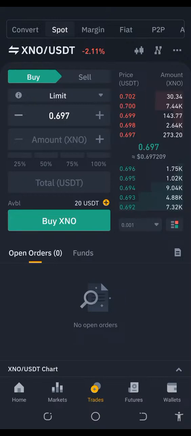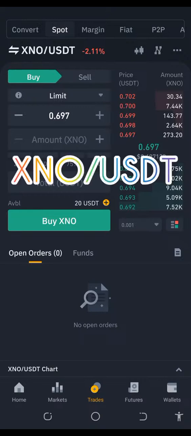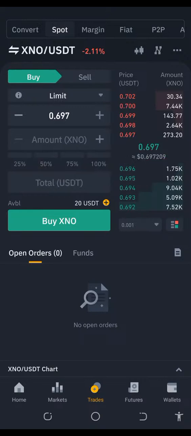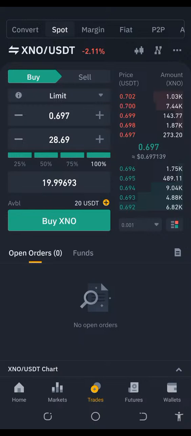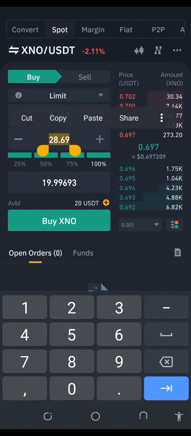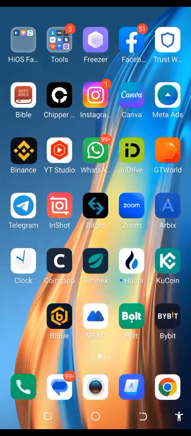So today we have XNO/USDT. So let's quickly check, do the simulations, check our parameters, and see whether this will work. All right. So let's go ahead with that. First off, let's just quickly see how much we can get. So first we have the price is 0.697. And with our $20, we can get 28.69.